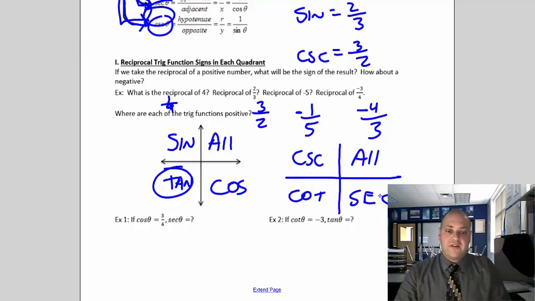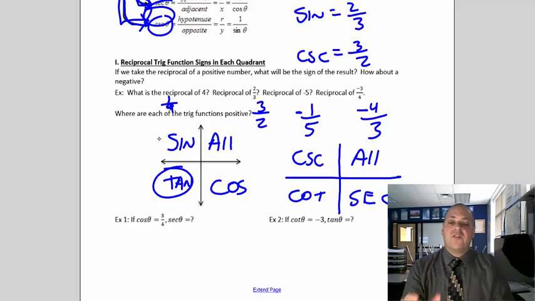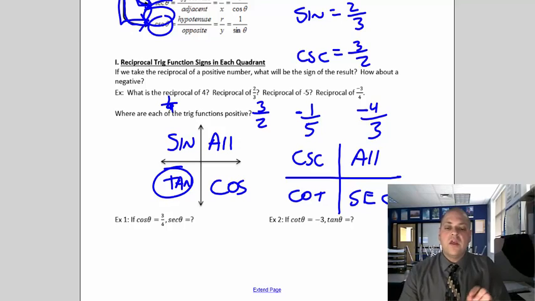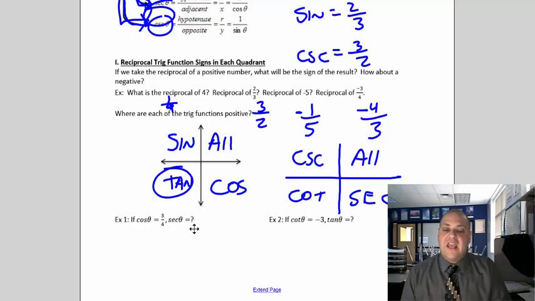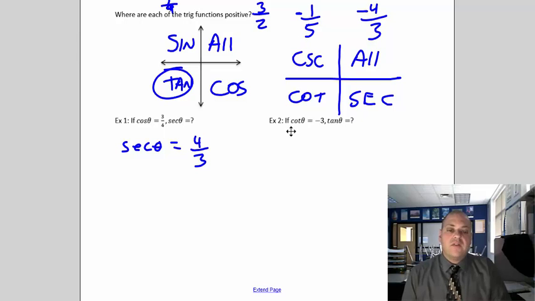Those are going to be positive, and that's it. So here's our chart, and again, it just follows the ASTC, and you keep the reciprocals. So here's an example. If cosine is positive 3/4, the secant must be what? Well, the secant is simply the reciprocal. The secant of theta would equal 4/3. That's it. If the cotangent is -3, what's the tangent?